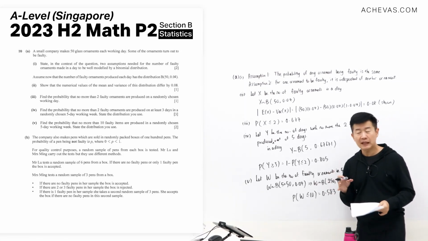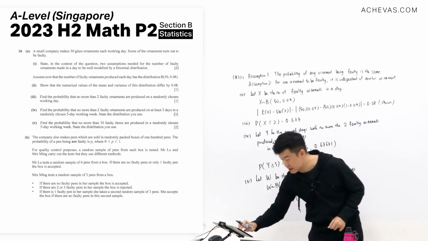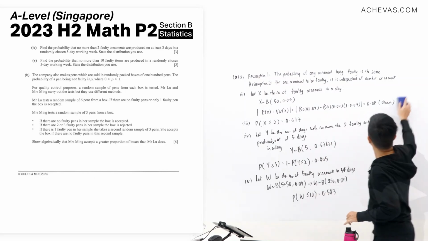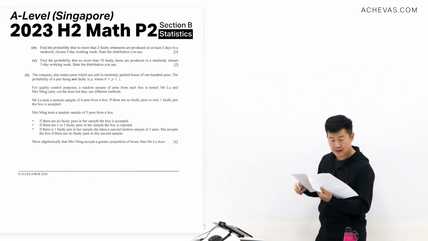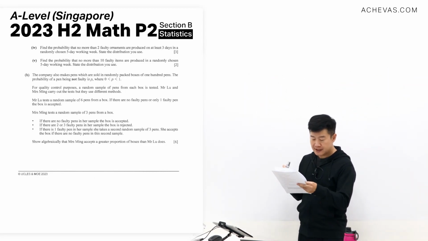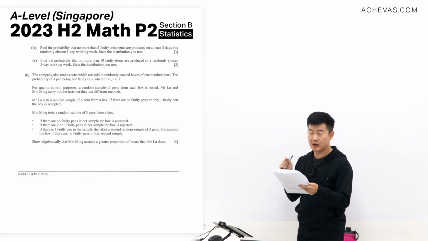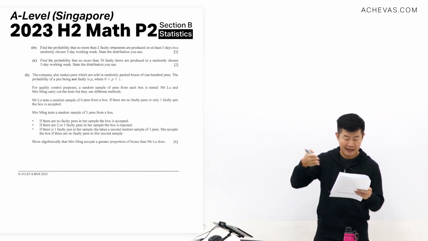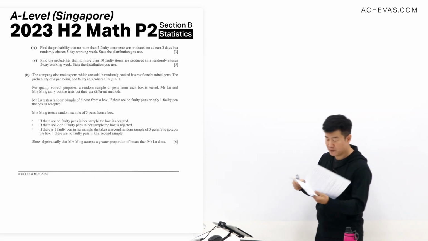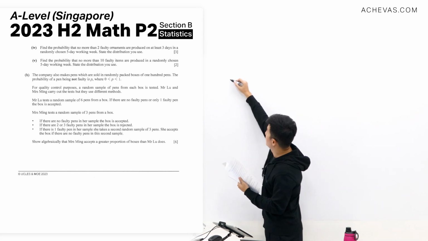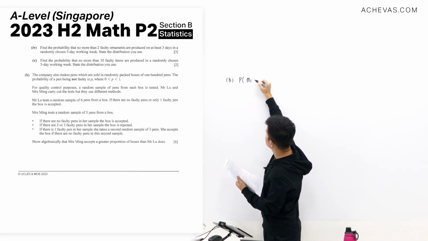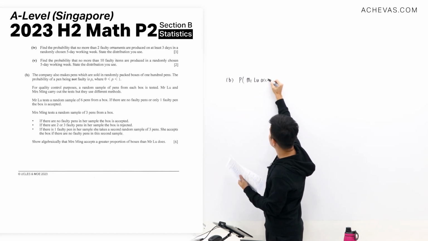Let's move on. Let's take a look at part B. And the first thing that I want to do is to try to calculate the probability for each of them to be accepting a box. Let's start with Mr. Lu. So for part B over here, I'm going to try to calculate the probability that Mr. Lu accepts a box.